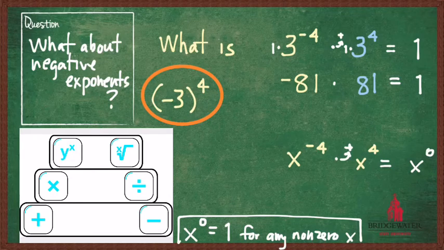Yeah, that doesn't work out. Negative 81 times 81 is, what is that, 600 and something? Yeah, it's definitely not equal to 1. Right? So negative 81 doesn't look like it fits the bill. So what does? What number, when multiplied by 81, is going to equal 1?